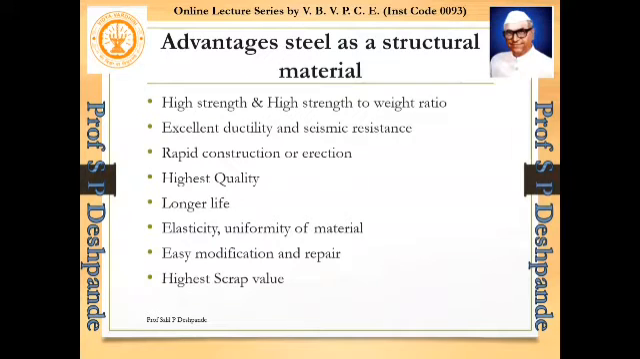Weight कम है मतलब क्या होगा? Weight कम है, that means your transportation cost will reduce. Okay, transportation efforts will reduce. Your cost of the structure will be reduced. Okay, then it has very good ductile properties and seismic resistance. Okay, because it is ductile, definitely it is going to have good seismic resistance.